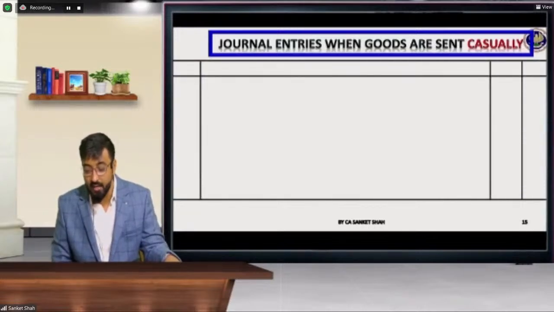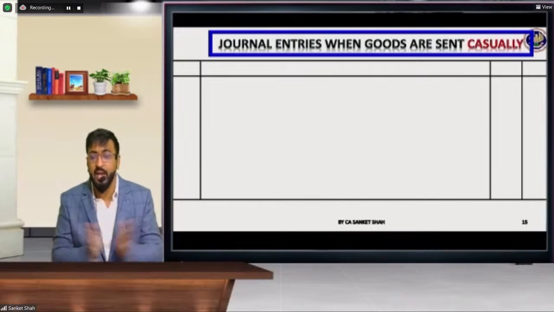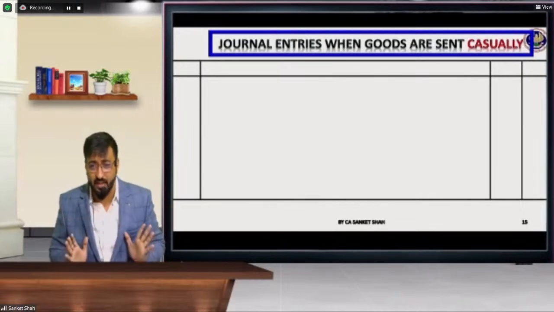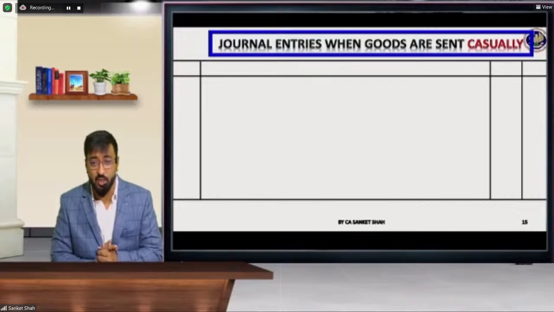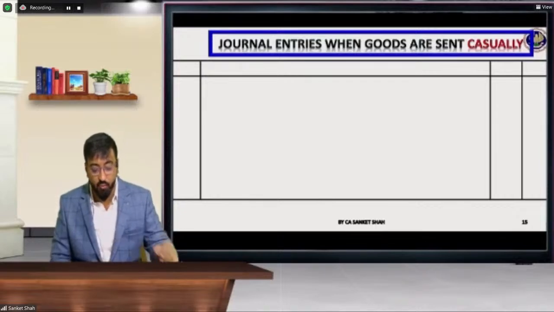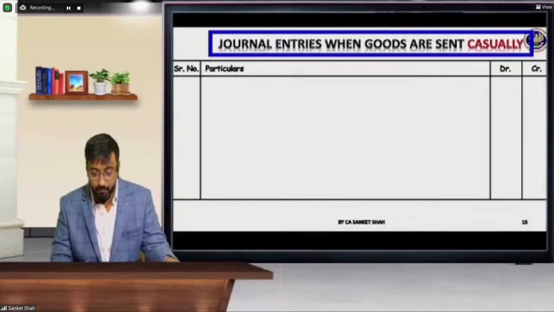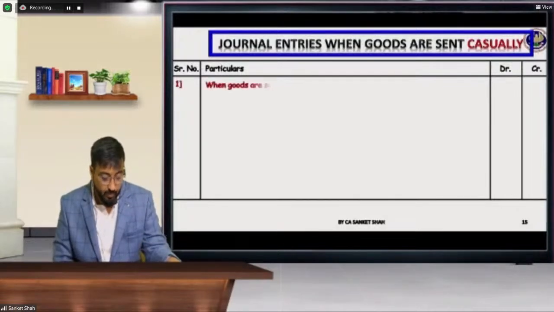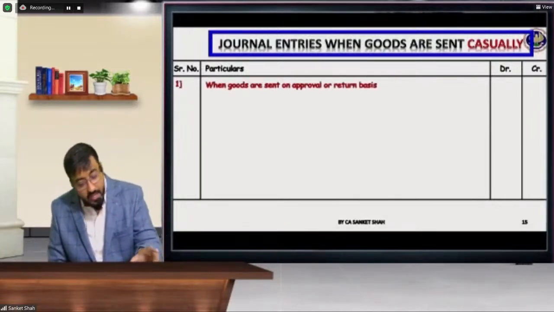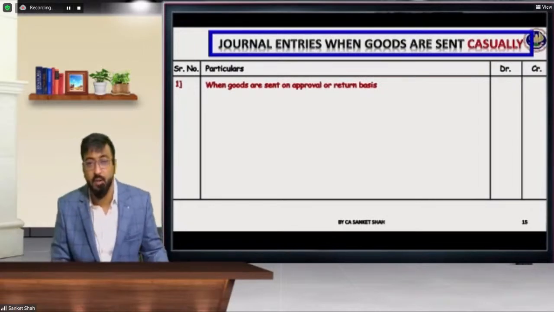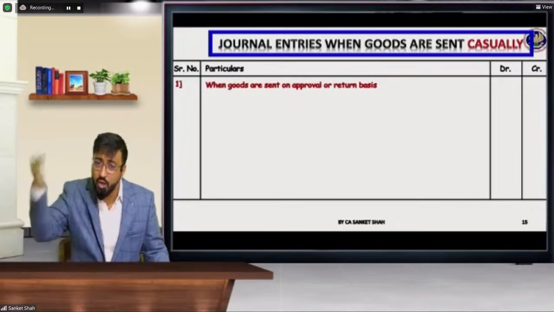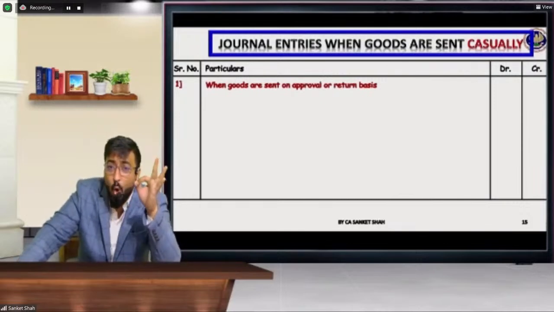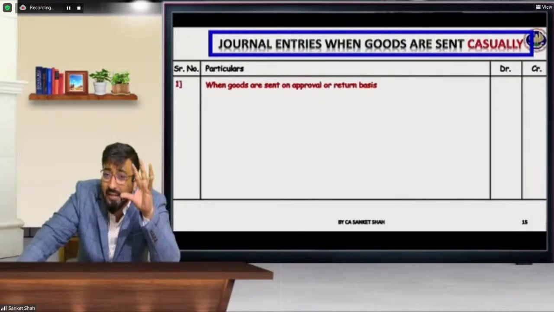Chalo. So let's start with the casual approach. Very simple. Casual approach, when to follow? Few transactions are there. If there are few transactions, we will follow casual approach. Now, what does casual approach talk about? It's very simple. Number one, when goods are sent on approval or return, at that time you pass entry for sales.